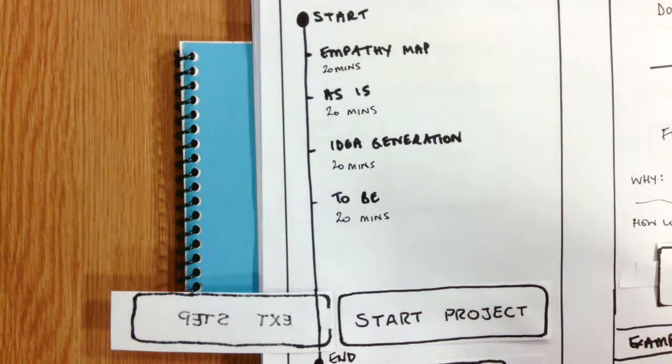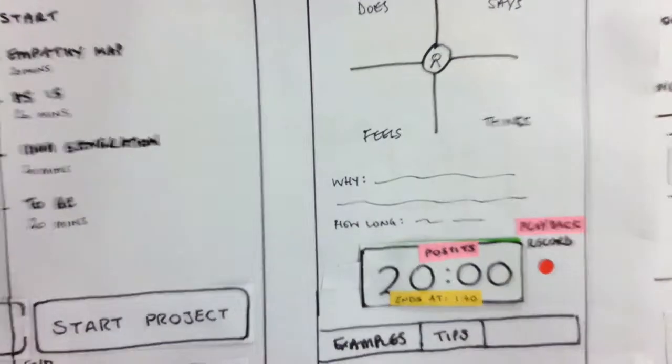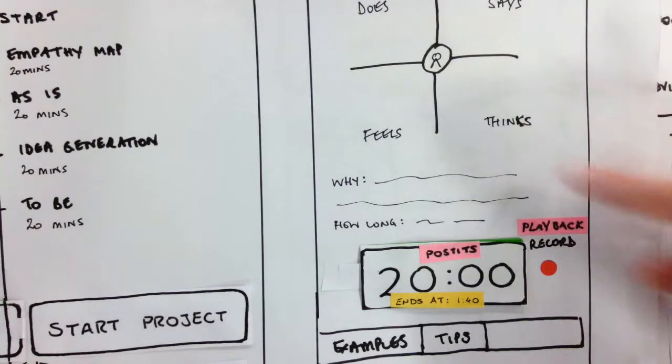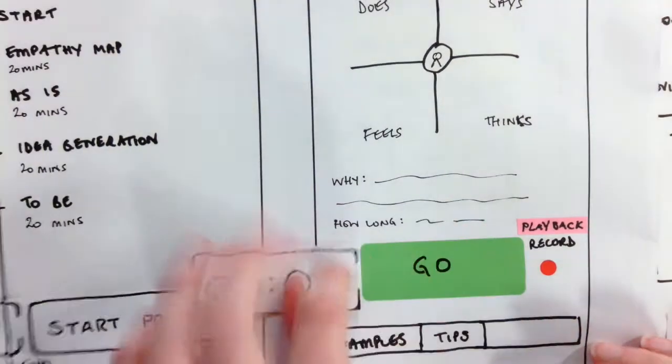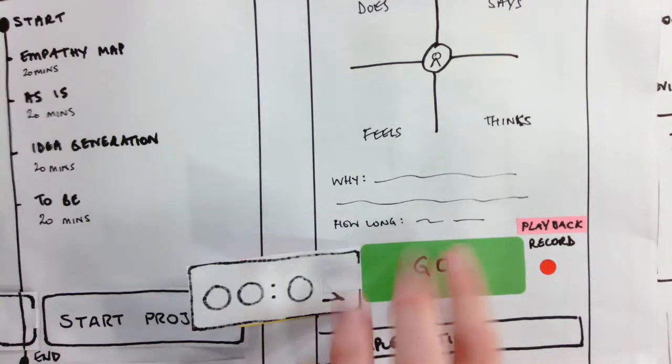So I can say, okay, everyone's arrived and we're ready to go, so I want to start the project, which will take us to here. So the first activity is the empathy map. It gives us some notes on the empathy map, tells you what to do, and has a big green button to tell you go. So I've explained to everyone what an empathy map is, and I click go.